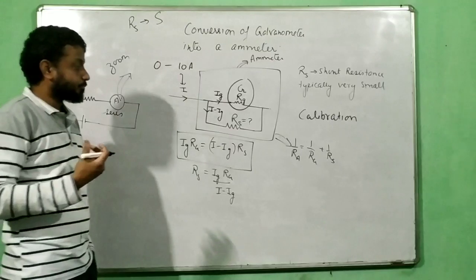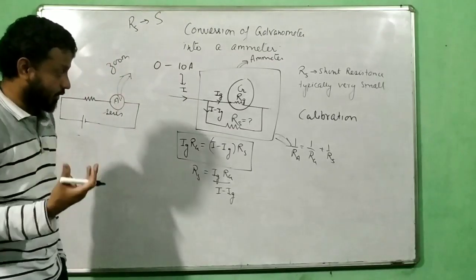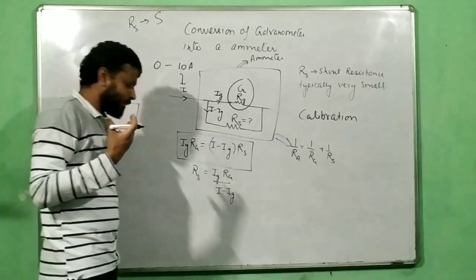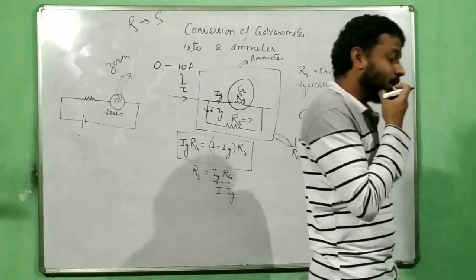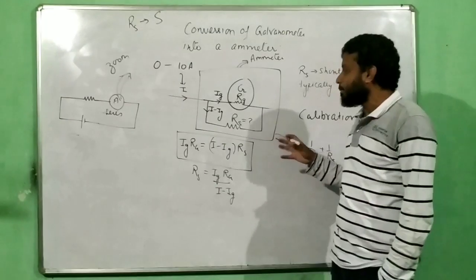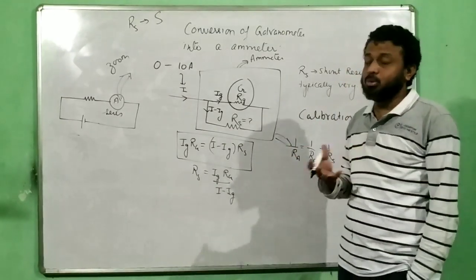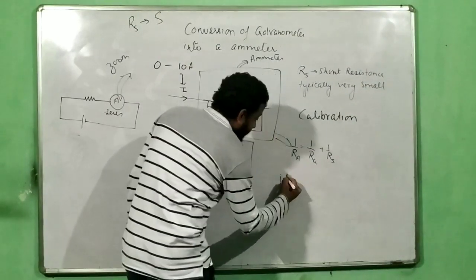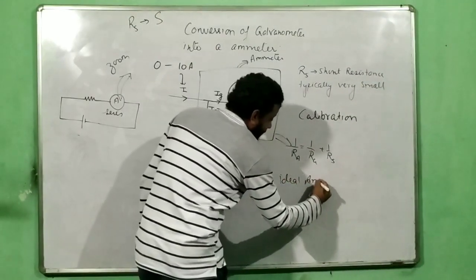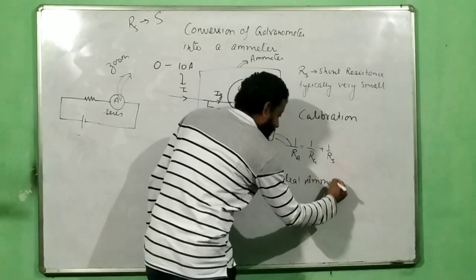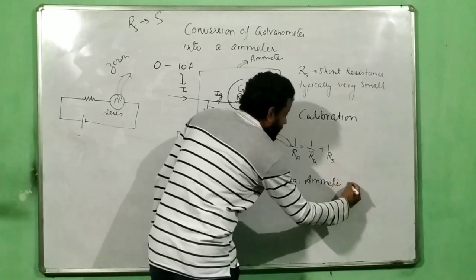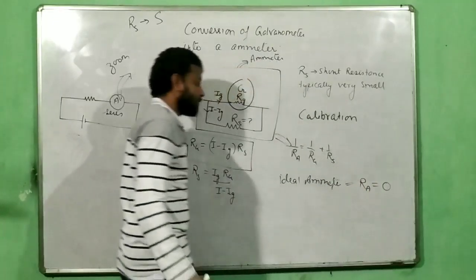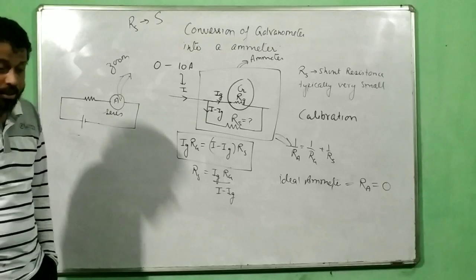Fourth one. What is an ideal ammeter? Very often asked question. What is an ideal ammeter? So an ideal ammeter is that kind of ammeter whose resistance is 0. Please make a note here. Ideal ammeter has a resistance of 0. We call that an ideal ammeter.